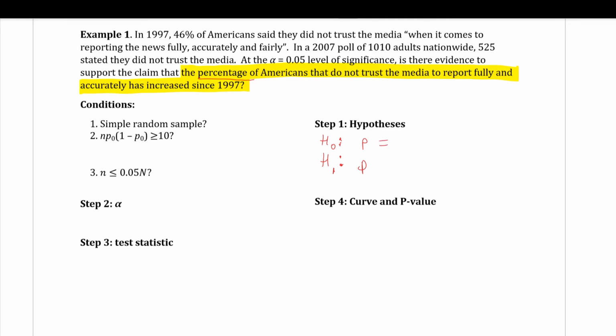Now, again, let's read that claim statement. The percentage of Americans that do not trust the media to report fully and accurately has increased since 1997. Well, what was the value in 1997? Well, in 1997, it was 46%. So if it's increased, we are making a claim that it is more than 46%. Right? So we're saying that p is more than 0.46. So in this case, this statement is the claim.